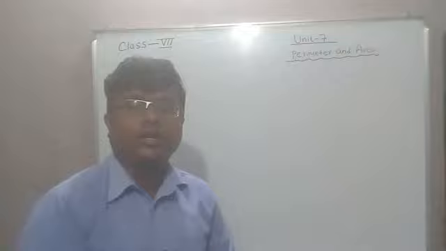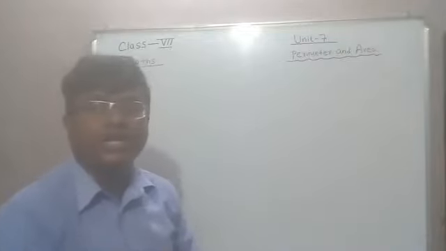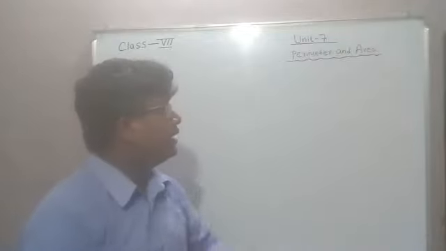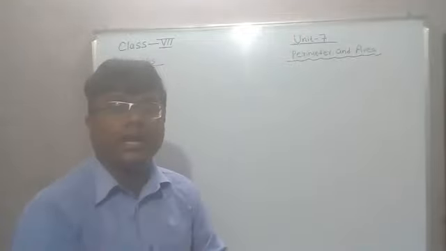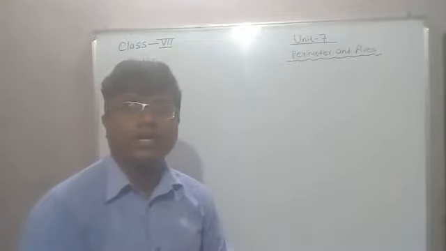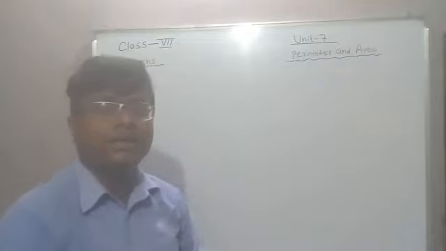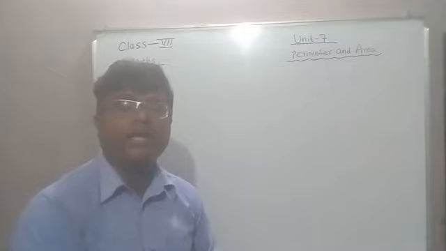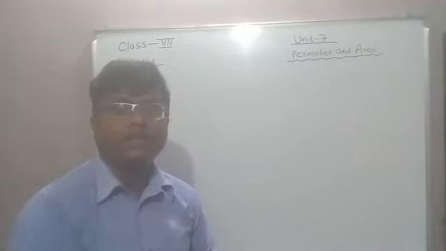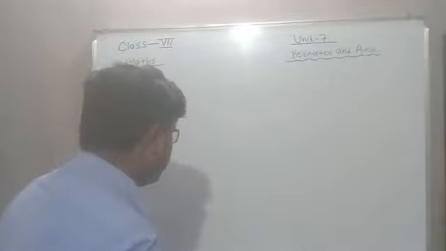Okay, so now in today's class we are going to start our new unit, that is your unit 7: perimeter and area. Basically in this chapter we are going to deal with the perimeter and area of a square and a rectangle. So let's start today's class.